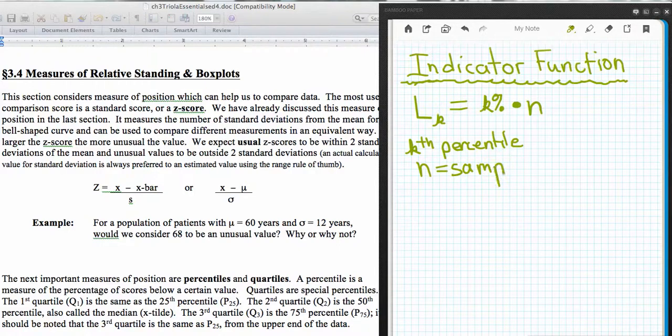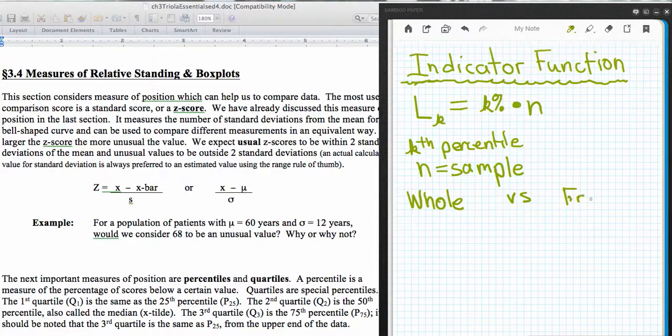So if we had 10 data points and we were trying to find the 25th percentile, we'd multiply 25%, which is decimal 0.25, times 10, and that would give us 2.5. Now, sometimes these will be whole numbers, sometimes they'll be decimals or fractions, however you want to look at them.